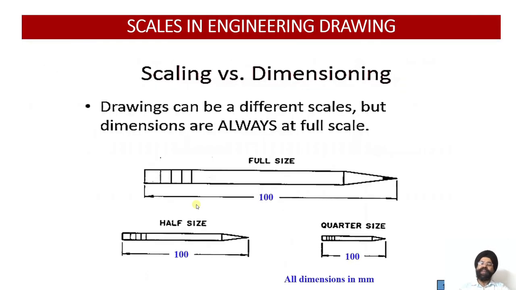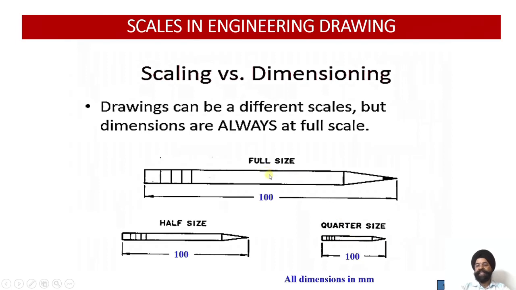Now, whatever scale we may be using, either enlargement or reducing, if the size of the object is 100 millimeter and I am reducing it to 50%, it does not mean that I am going to write 50 millimeter. If I am reducing it to 25%, that is 1 by 4, I am drawing only 25 millimeter.